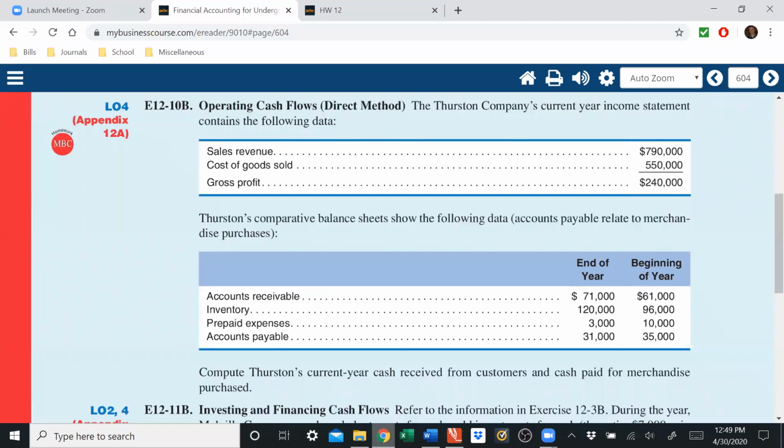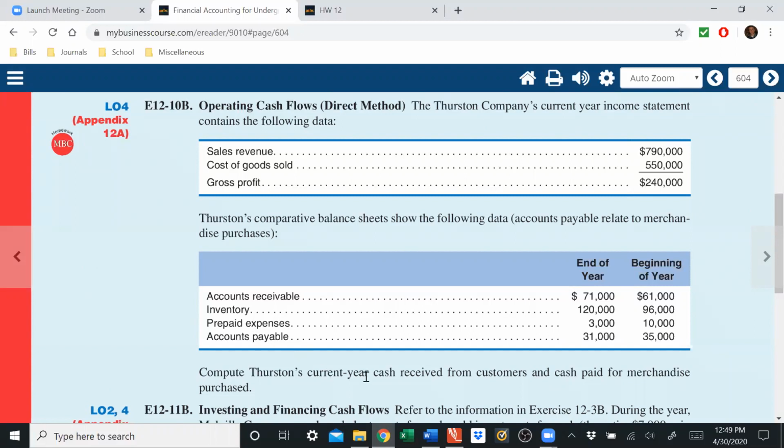Thurston Company's income statement contains the following data. There's their sales revenue, there's their COGS. That's their gross profit. That's not net income, but it's gross profit. Thurston's comparative balance sheets show the following data. And it says here, accounts payable relate to merchandise purchases. So everything in this balance and accounts payable, it's all related to them purchasing inventory. And they owe the supplier. All right.